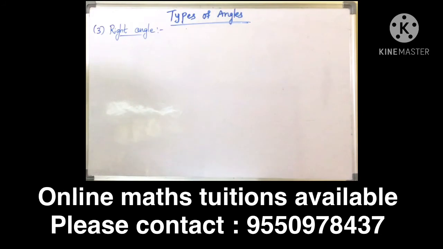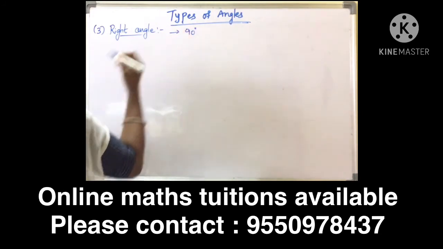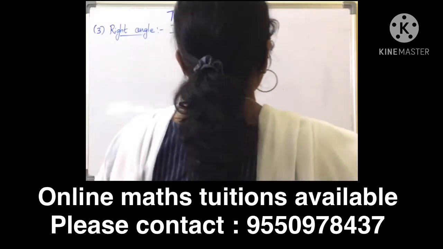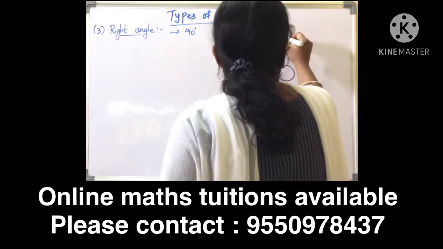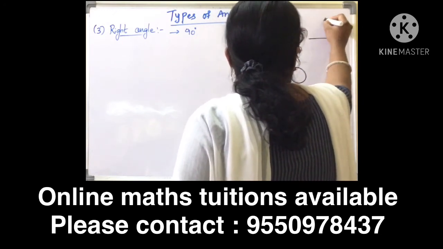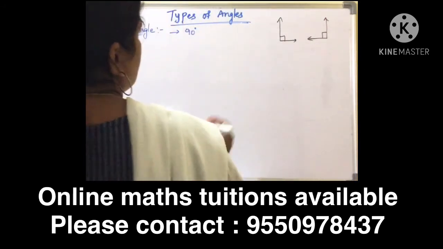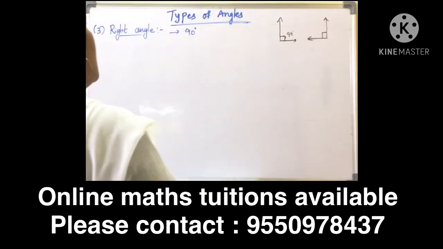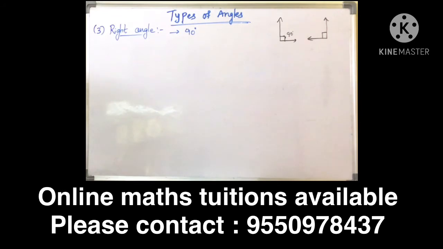An angle whose measure is 90 degrees is called a right angle. So, what is the shape of this 90? It is like this. So, 90 degrees, or you can write this as a right angle symbol. This one represents 90 degrees. Okay, children, the angle whose measure is 90 degrees is called a right angle.